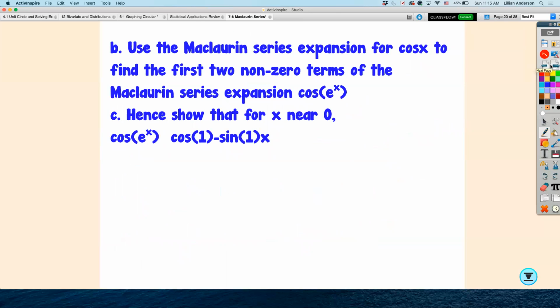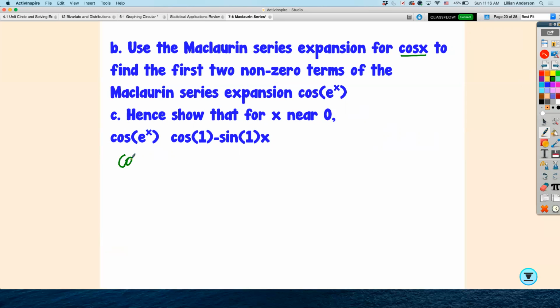So how is that going to be helpful? Okay, well, let's take a look here. In part B, it says to use the Maclaurin series expansion for cosine x to find the first 2 non-zero terms of the Maclaurin series expansion of cosine e to the x. Okay, and then there's a part C in there as well. I'll probably do part C on another slide, but let's go ahead and tackle part B. So part B, cosine e to the x is what we're essentially trying to get, but we're going to use the Maclaurin series expansion for cosine x.